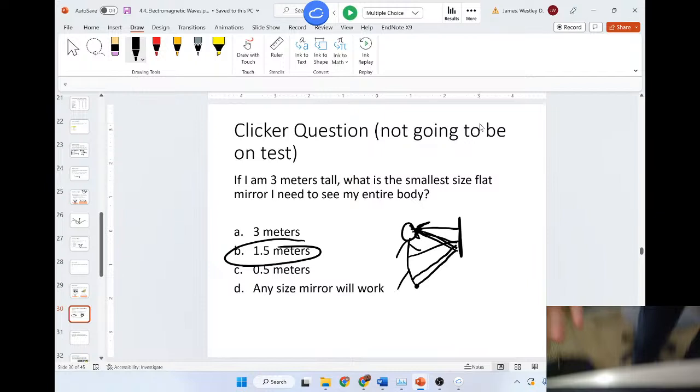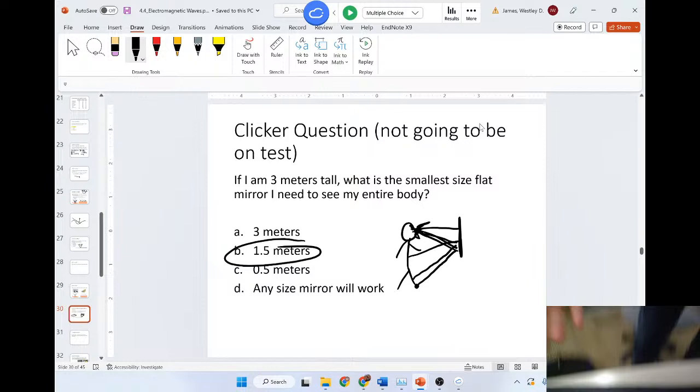Now, you may think, I have those little handheld mirrors and they can see a lot. They're curved. If I have a curved mirror like this, then the light's going to bounce differently than it will on a flat mirror. And you can look into that on your own. I won't spend really much time on that.